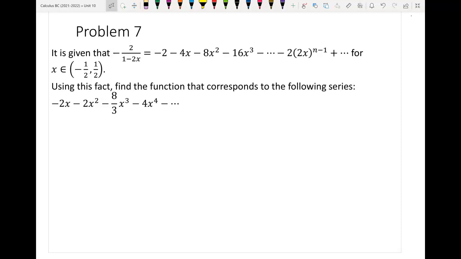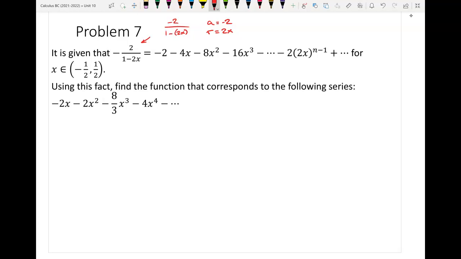All right, it is given that we have negative 2 over 1 minus 2x equals negative 2 minus 4x minus 8x squared minus 16x cubed dot dot dot minus 2 times 2x to the n minus 1 power, right? So that is the series that we're given, and we see that that's true. Makes sense because this is a geometric series, negative 2 over 1 minus 2x. So we have a first term of negative 2 and a common ratio r of 2x. And so we see, yep, that makes sense, right?